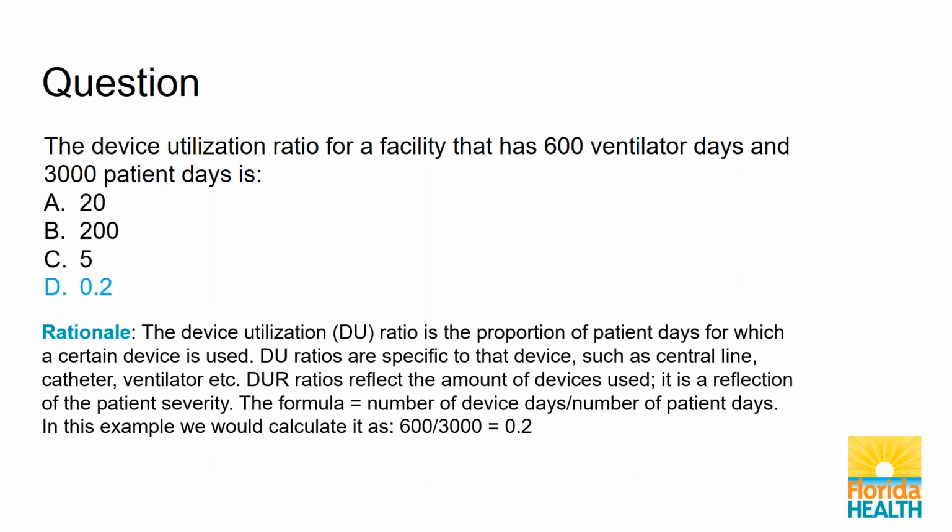So don't be concerned. The device utilization ratio is the proportion of patient days for which a certain device is used. Device utilization ratios are specific to that device, such as a central line, a catheter, or ventilator. They reflect the amount of devices used, and it is a reflection of the patient's severity. The formula is the number of device days divided by the number of patient days. In this example, we would calculate it as 600 divided by 3,000, which equals 0.2.